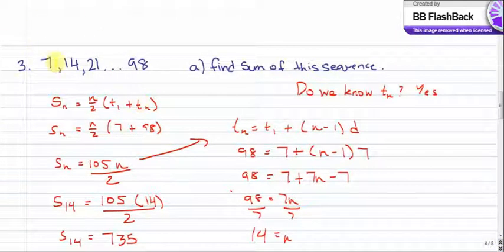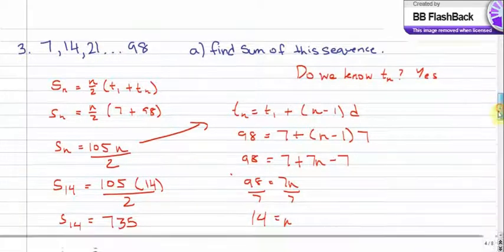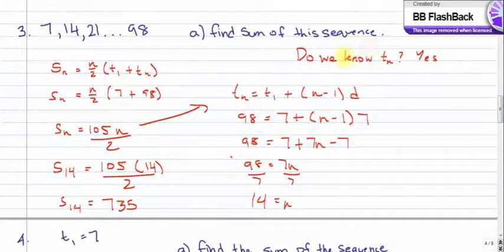Third question shows us 7, 14, 21, all the way to 98, and just one question. It asks us to find the sum of the sequence. Always, the first question we ask ourselves is, do we know the last term of this sequence? This time we do. We know that it's 98. So we can use the second equation. So the second equation is S of n is n divided by 2 multiplied by t1 plus tn.